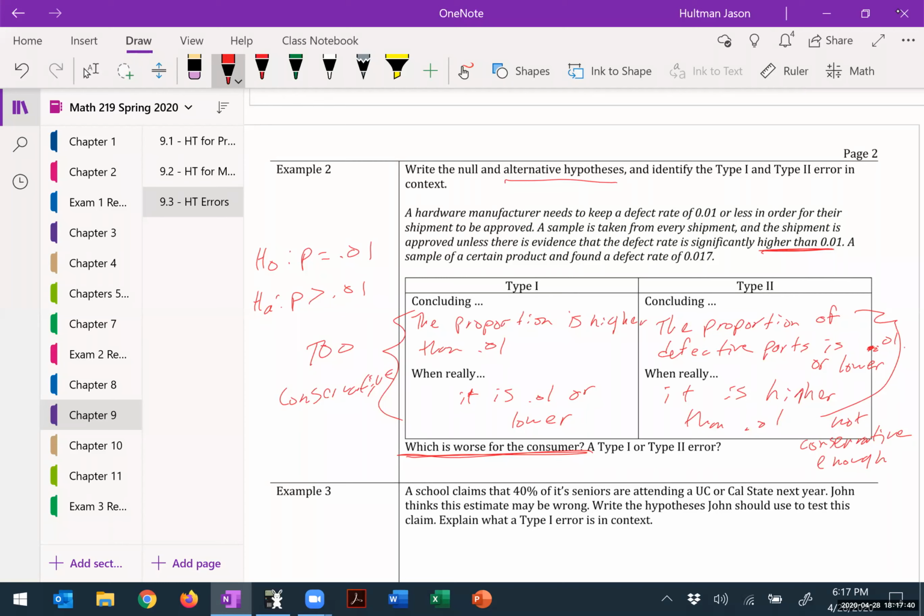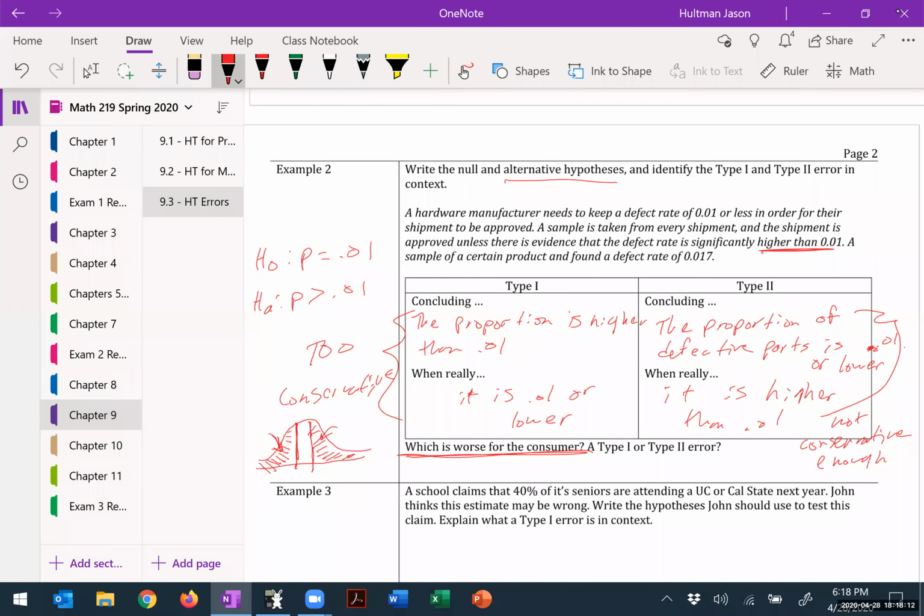So think of type 1 again. I'll draw a diagram here. Think of type 1 as just having really big tails. Huge tails here. And we're saying that we're going to reject everything except for this little strip in the middle. We're too conservative on our tails, on our rejection region. We're rejecting everything, right? So that's better for the consumer.